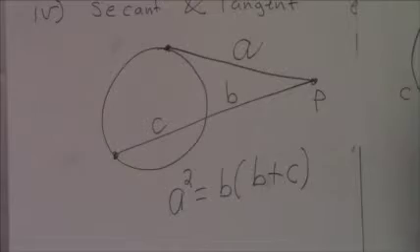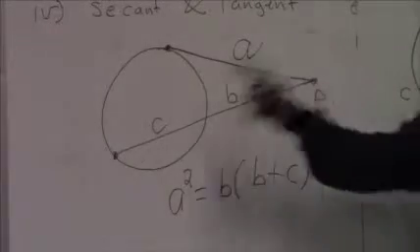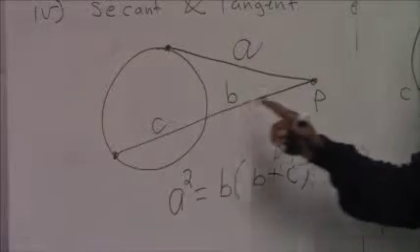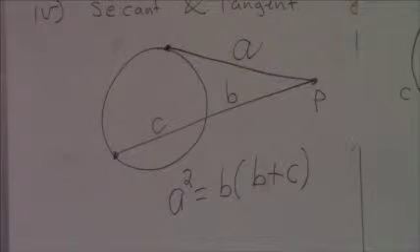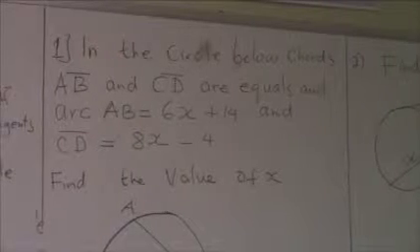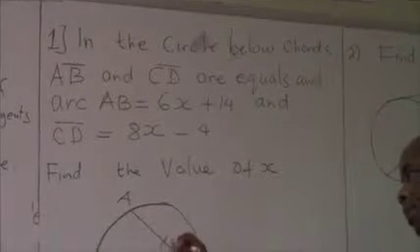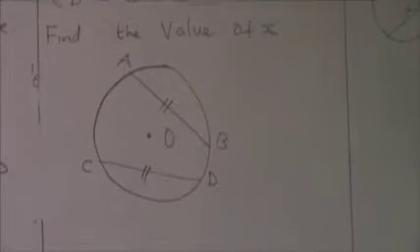So A squared should be equal to B times the sum of C and B. Now I'm going to use these basic rules to deal with problems involving secants. So now let's go to number 1. In number 1, we've been given a circle with chords AB and CD. We are told that they are congruent, so let's mark them congruent. When I put the same markings on both, it means that they are congruent.